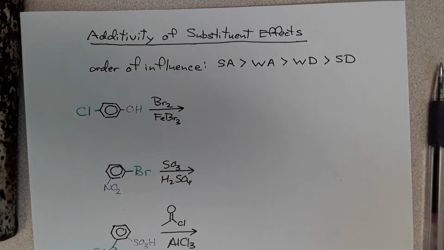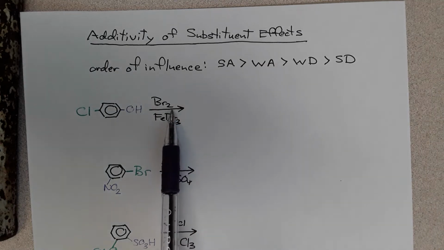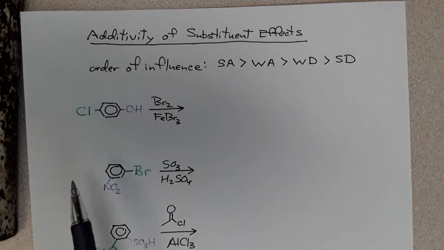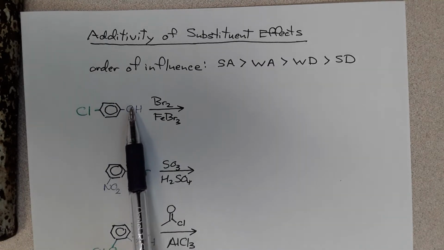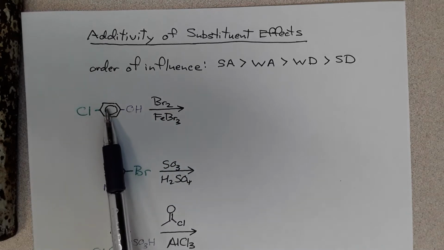Let's talk about what happens when you want to add an electrophile onto a benzene ring and there are two substituents on the ring already, and that they are directing the incoming electrophile in maybe the same position, maybe different positions, and let's talk about the competition between them.